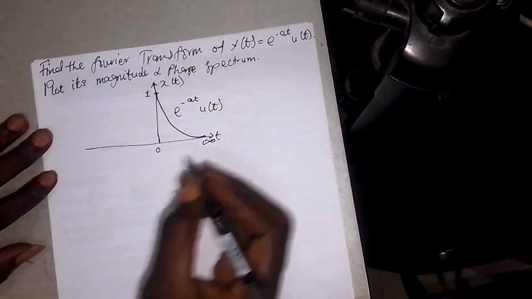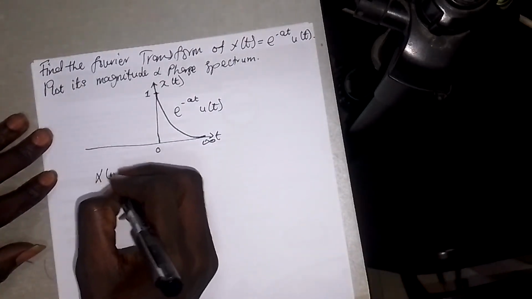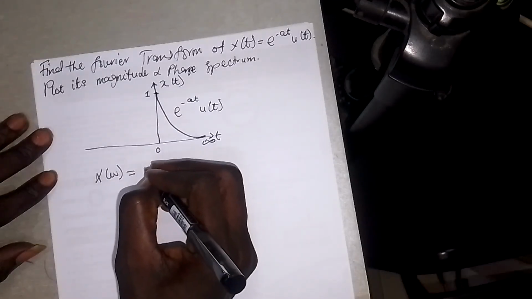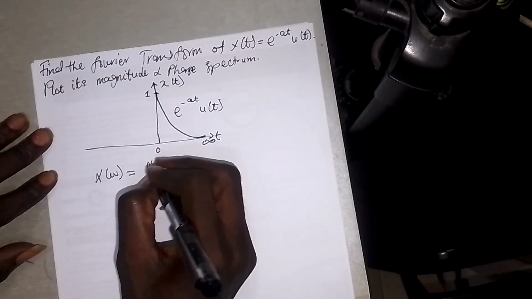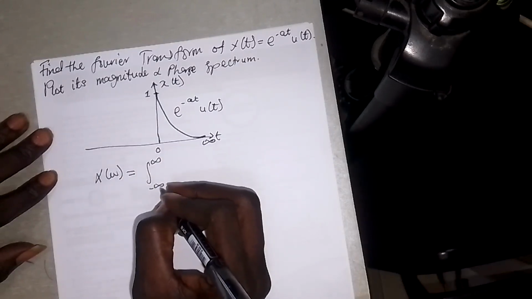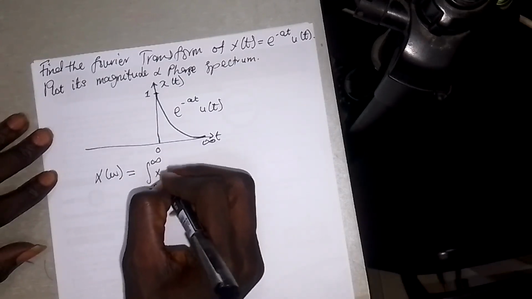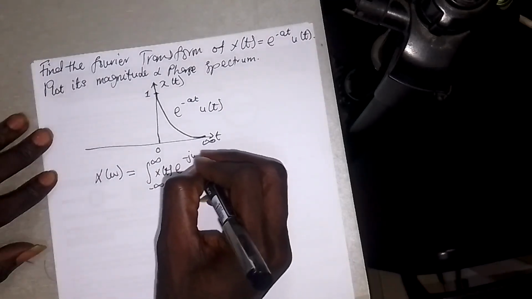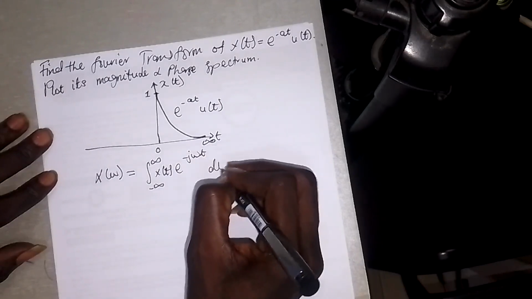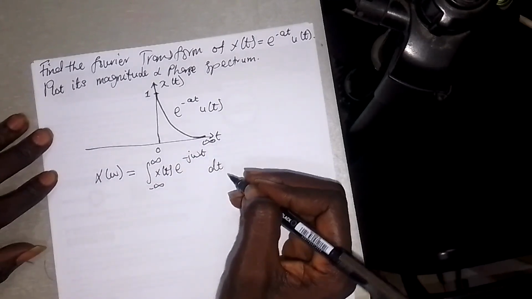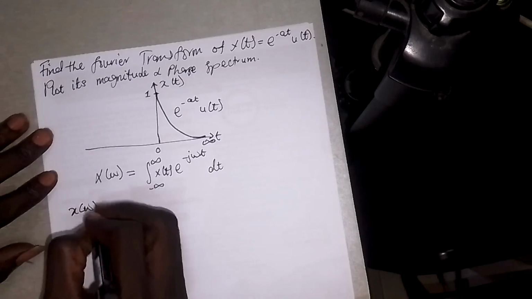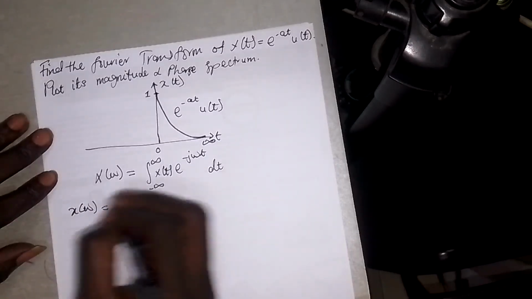Here we are supposed to solve this question with the Fourier transform. We know that the Fourier transform, as we derived, is X of omega equals the integral from minus infinity to infinity of x of t into e to the minus j omega t dt.